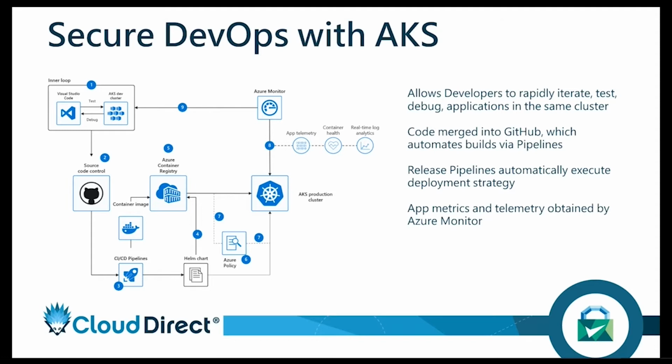Looking at how we can merge code into GitHub. We're using GitHub as the source control in this instance, which will automate the builds via the pipelines into that Kubernetes environment. Looking at the release pipeline to automatically execute the deployment strategy, and utilizing app metrics that are obtained via Azure Monitor. So making sure we're getting the health of the environment, the telemetry, and the logs from the service.